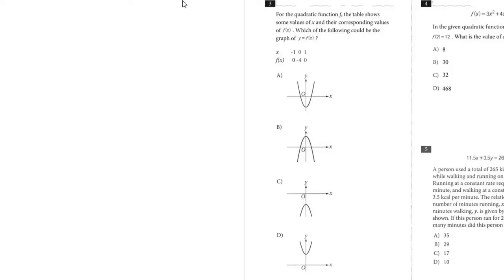Here we're being told this is a quadratic, which is a parabola, and we're given a table of x and y values. So when x is negative 1, y is 0. When x is 0, y is negative 4. And when x is 1, y is 0.